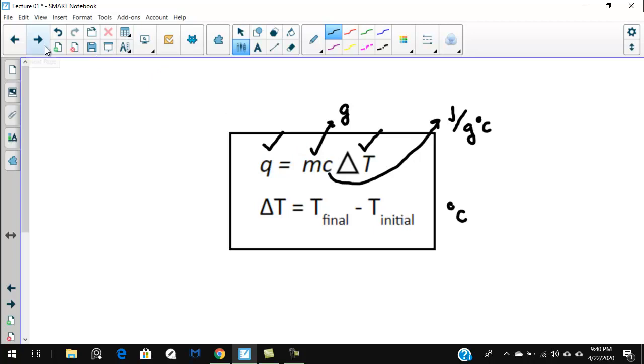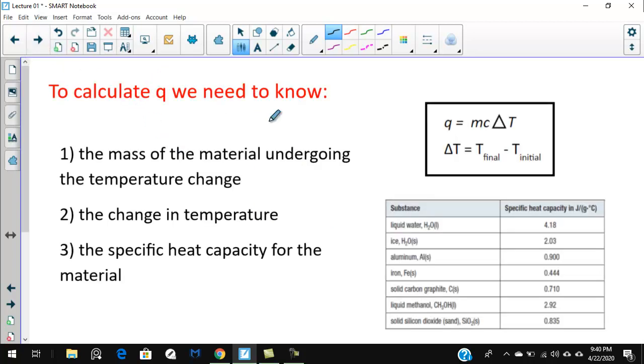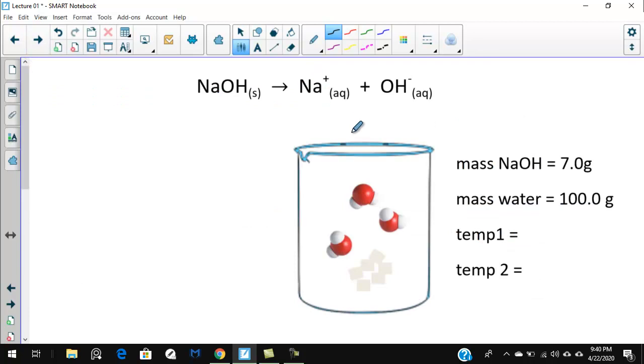So again, when we calculate Q, we're going to need to know the mass of the material, and in our case, we're going to do that in grams. The change in temperature, and again, we'll just do that in degrees Celsius. And then the specific heat capacity for whatever the material is that we're warming up or cooling down. So let's take a look at a question where we do something fairly straightforward.